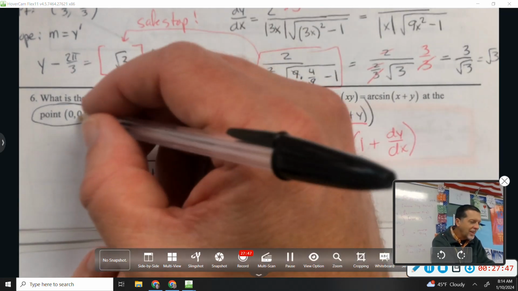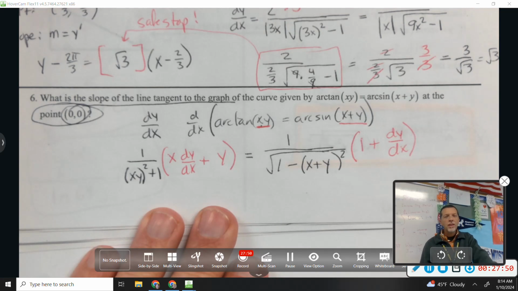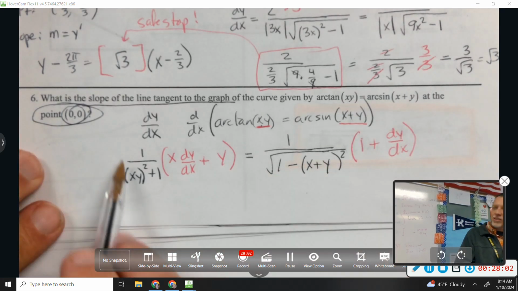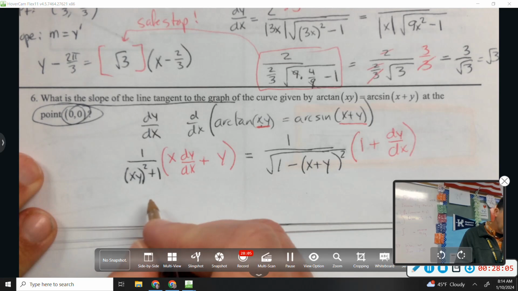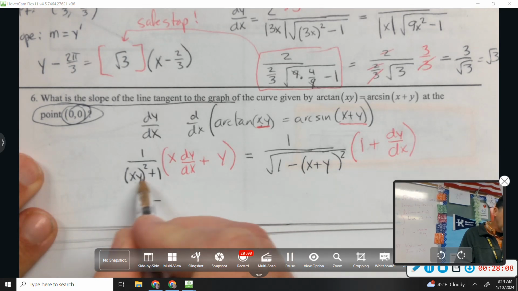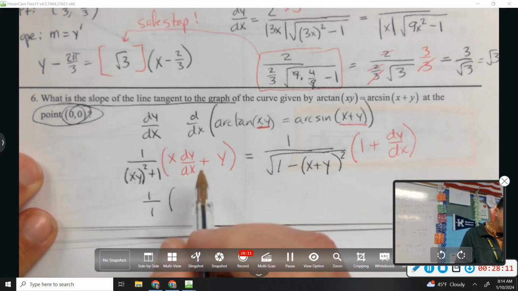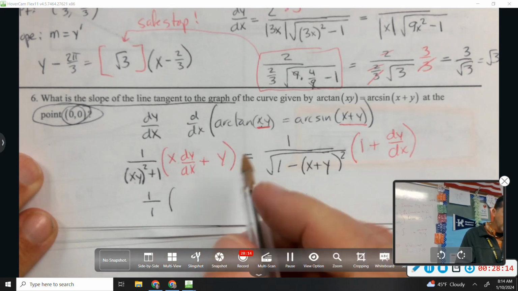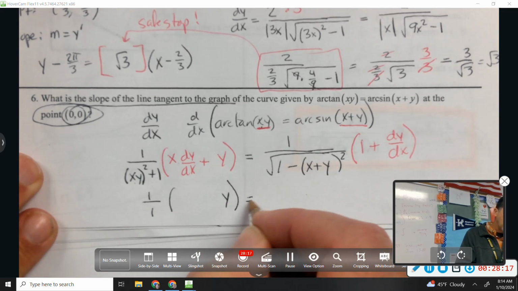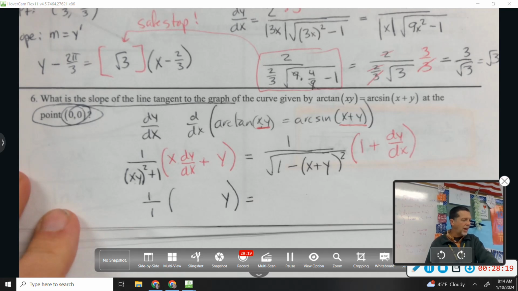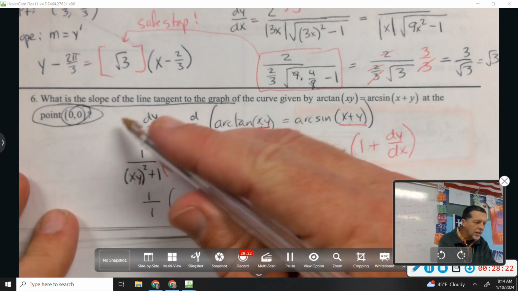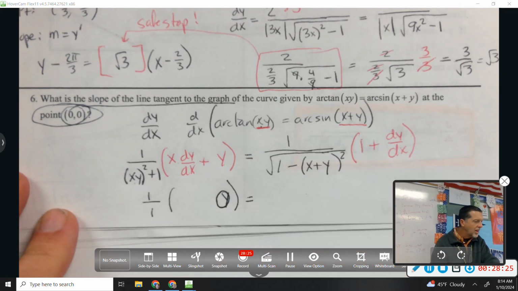Again, the only nice thing is now we get to plug in 0, 0. So you could solve for dy dx first, and that's usually my inclination, to do the algebra first, but not if I get to plug in a bunch of zeros everywhere. So let's plug in zeros and see what happens. So 1 over 0 plus 1 is 1. 0 times dy dx goes away, and we're left with just y. So the left-hand side became, whoops, it didn't even become y because y is equal to 0. So the left-hand side became 0.